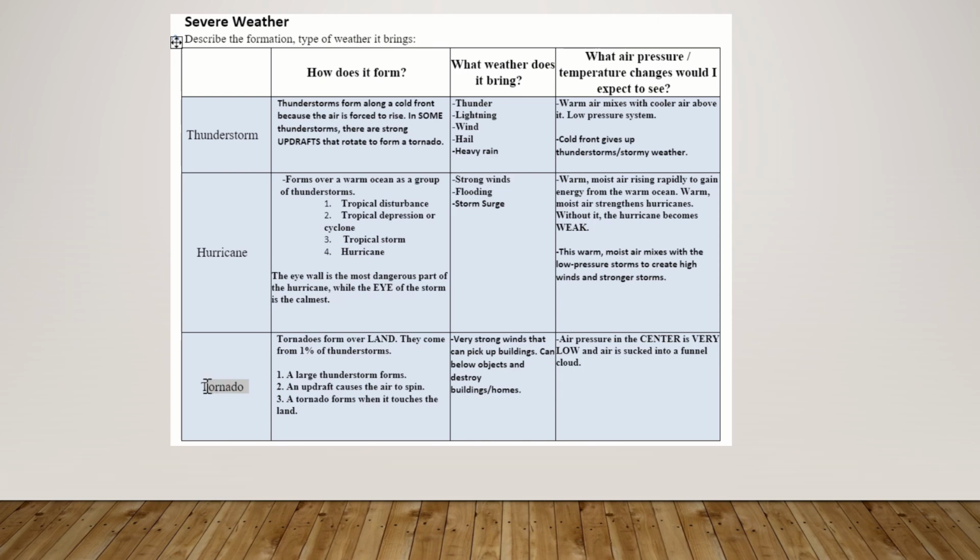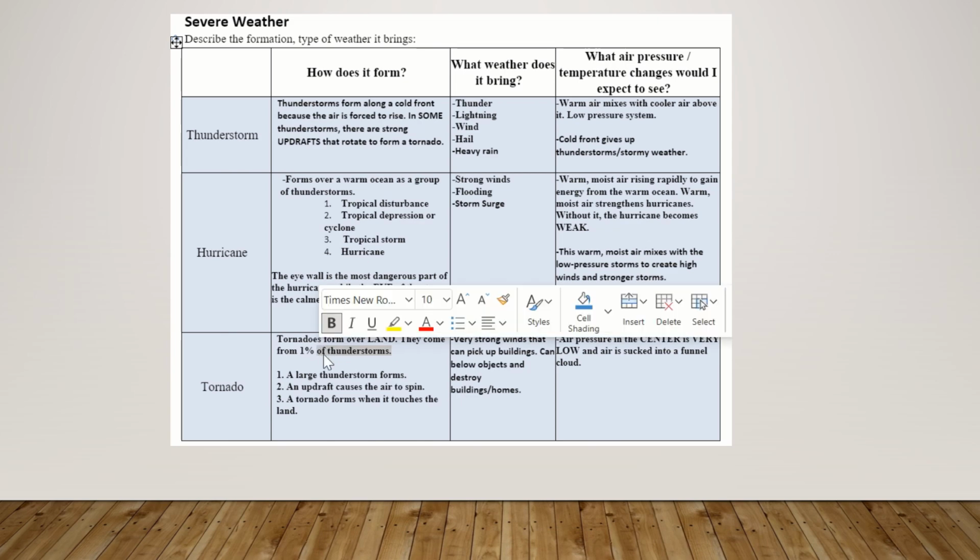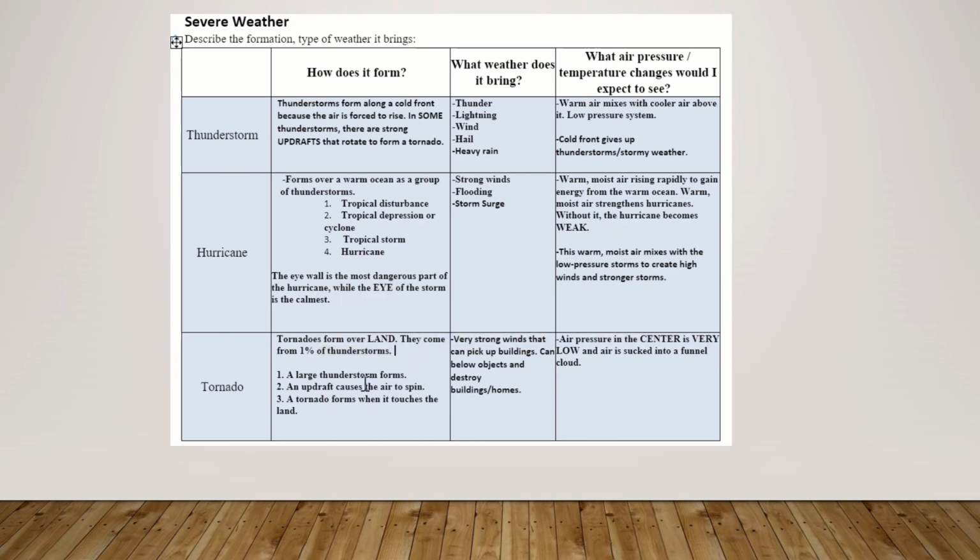And finally, our tornadoes. For a tornado to form, remember, first we have to have a thunderstorm over land. We have our thunderstorm. The updraft is next. That causes the air to start to spin more and more and faster. And finally, when it touches land, it becomes a tornado. Remember, if it never touches land, it's just a funnel cloud.